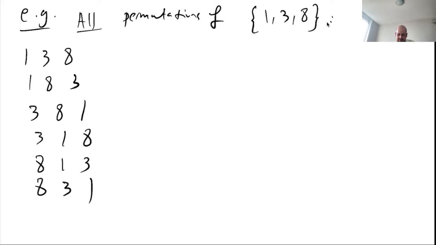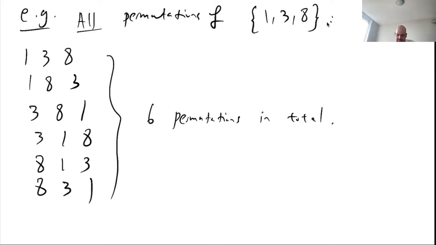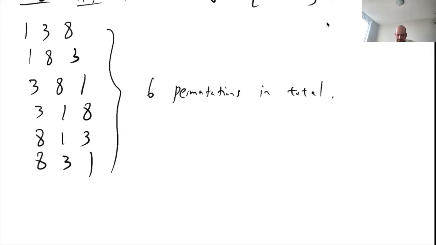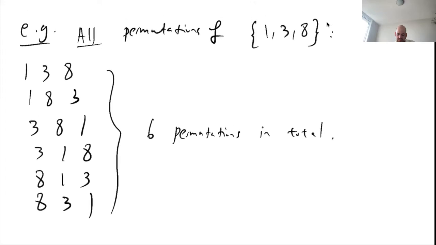So see, there are 6 of them. So 6 permutations in total. So this set has 3 elements and has 6 permutations. So there are 6 ways to order the elements of this set. Now, let's say if we have a set with R elements, how many permutations do you think we have in total?